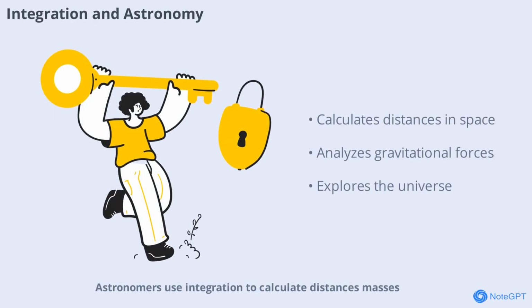Astronomers use integration to calculate distances, masses, and the motion of celestial bodies. By integrating functions that describe gravitational forces or light intensity, they can unlock the secrets of the universe. This shows how integration helps us explore the cosmos and expand our understanding of space.